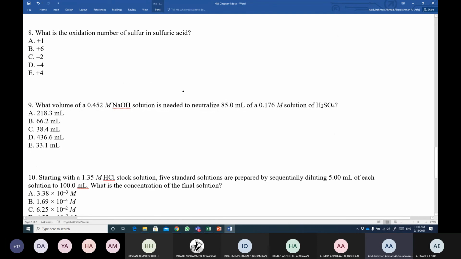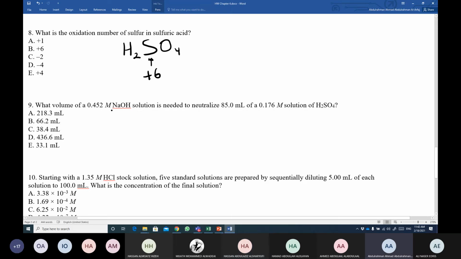Next, if we have H2SO4, what's the oxidation state of sulfur? Plus 6. Any other ideas? Everybody, do you have any other idea? Plus 6. Yes, it will be plus 6 because of the H's, plus 2. Exactly. It is plus 6. So yes. Okay, next, number 9.